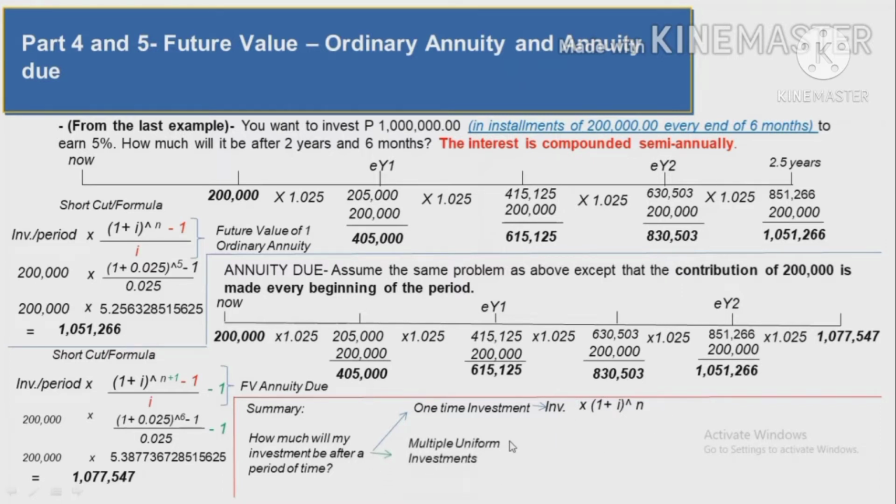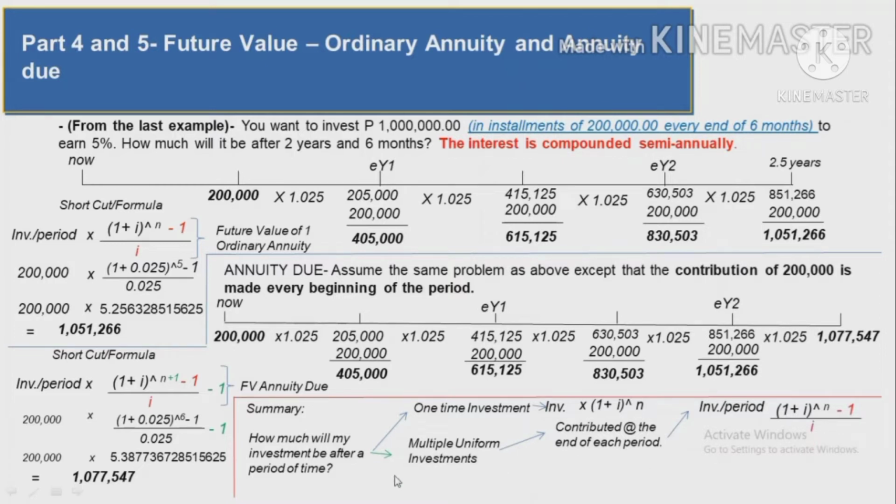But if your investments are multiple uniform investments and it is contributed at the end of each year or each period, then you're gonna use investment per period times (1 plus i) raised to the power of n. However, you're going to add two things. The first one is minus 1 over i.